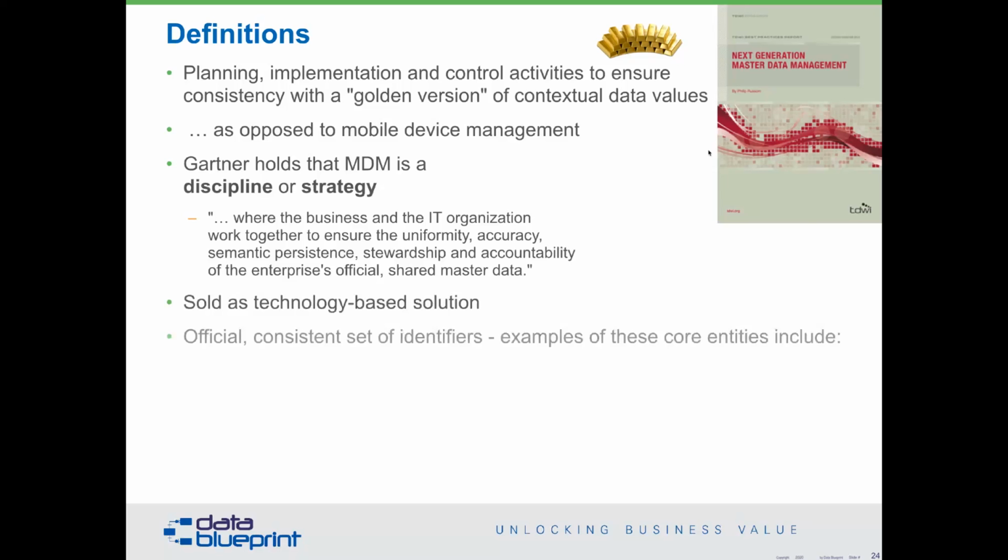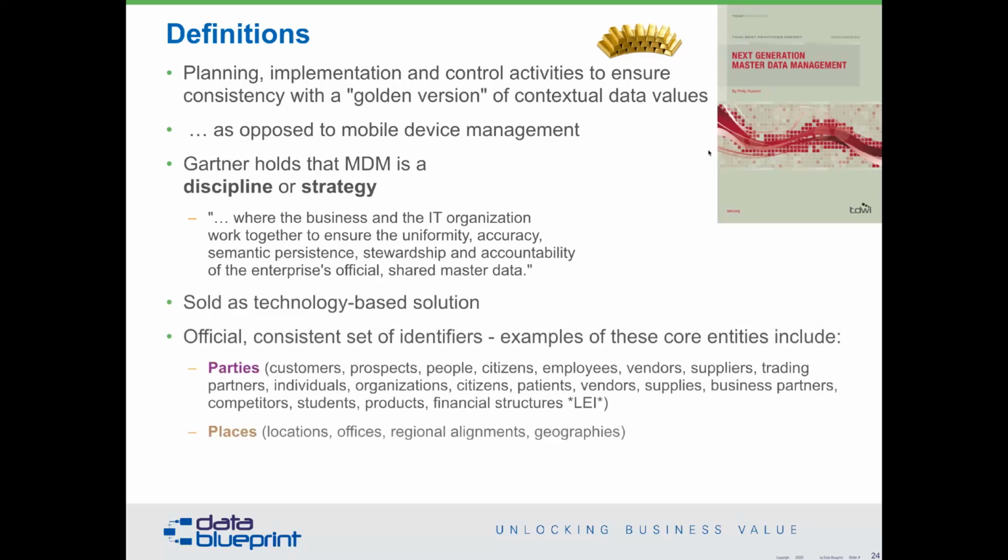But what we're really talking about is to say we're going to start speaking with the same vocabulary for parts of our data. Official, consistent set of identifiers. These core entities include parties, places, and things, but a subset of them to which transactions are allocated. And this is a really key piece of this. We'll come back to that in just a second.